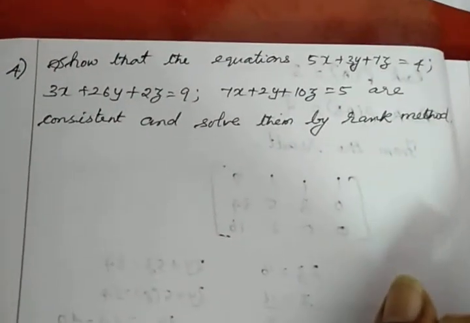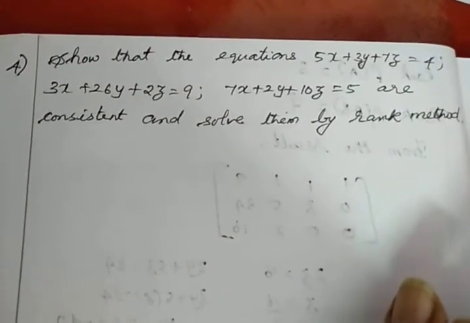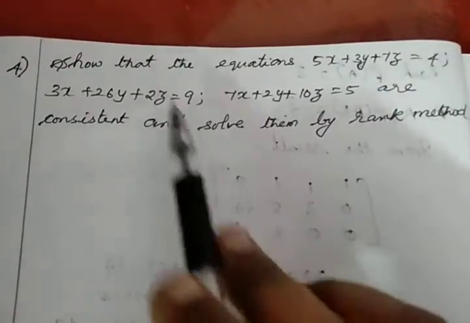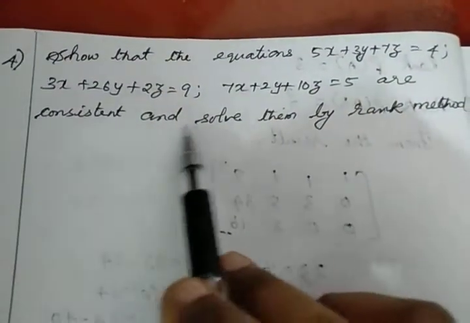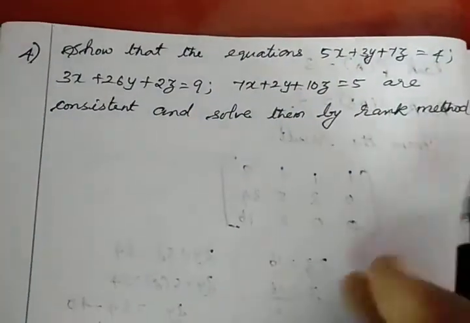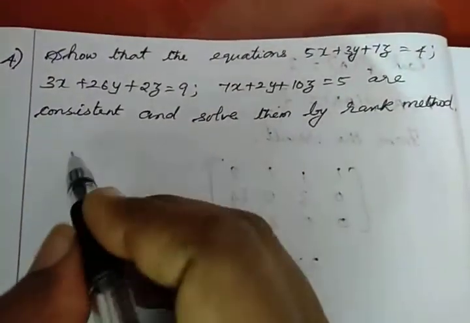Hari Om children, this is 12th Business Maths exercise number 1.1 sum number 4. Show that the equations, 3 equations are given, are consistent and solve them by rank method. Let us write this in the matrix form first.